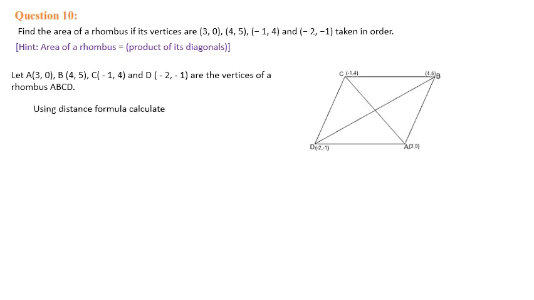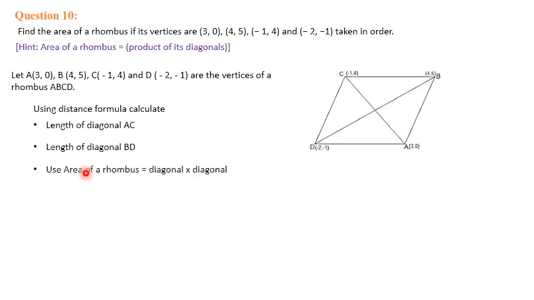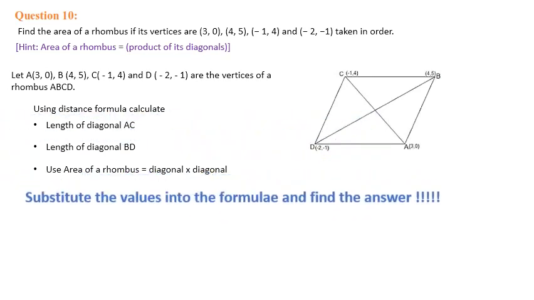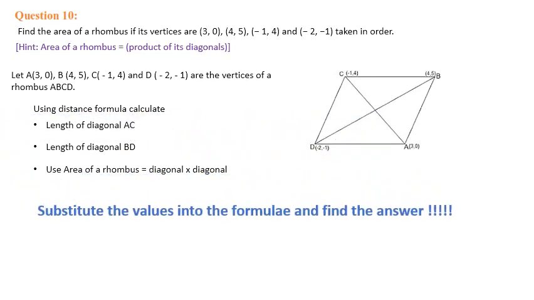Next we have to calculate, using the distance formula, the length of the diagonal AC, and then the length of the diagonal BD. Then we use the formula for the area of a rhombus, which is based on the product of the diagonals. When you multiply these two diagonal lengths, you will get the area of the rhombus. Please try this at home as homework.